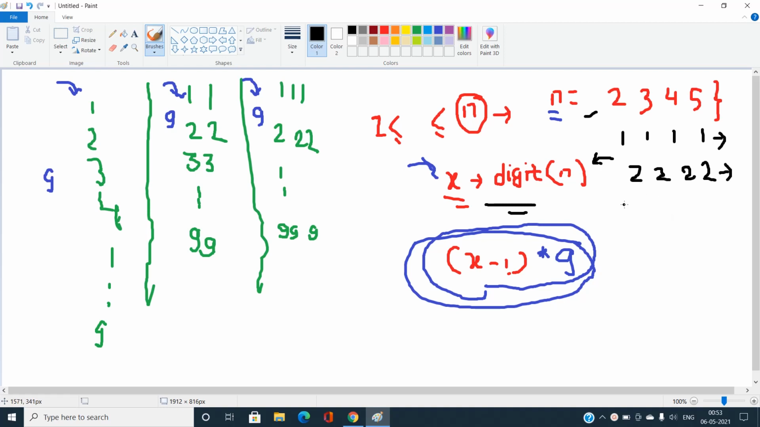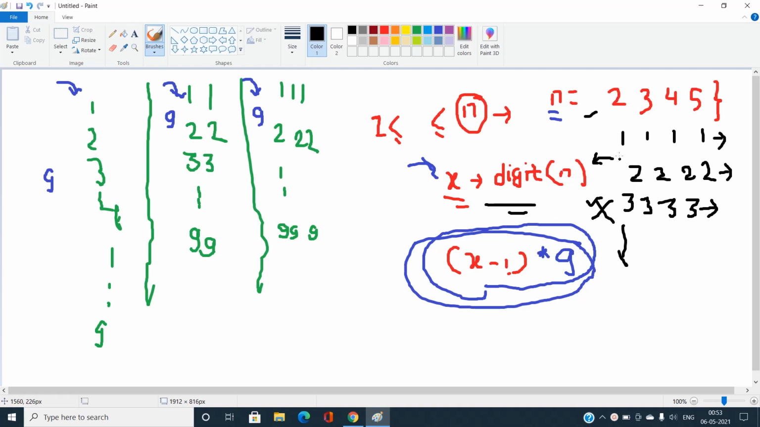Okay, so should 3 3 3 3 be included or not? You can easily see this is going to be greater than this, and so this should not be included in our answer. All the further numbers having the same digits should also not be included in our answer, because these numbers would become larger than this number n.